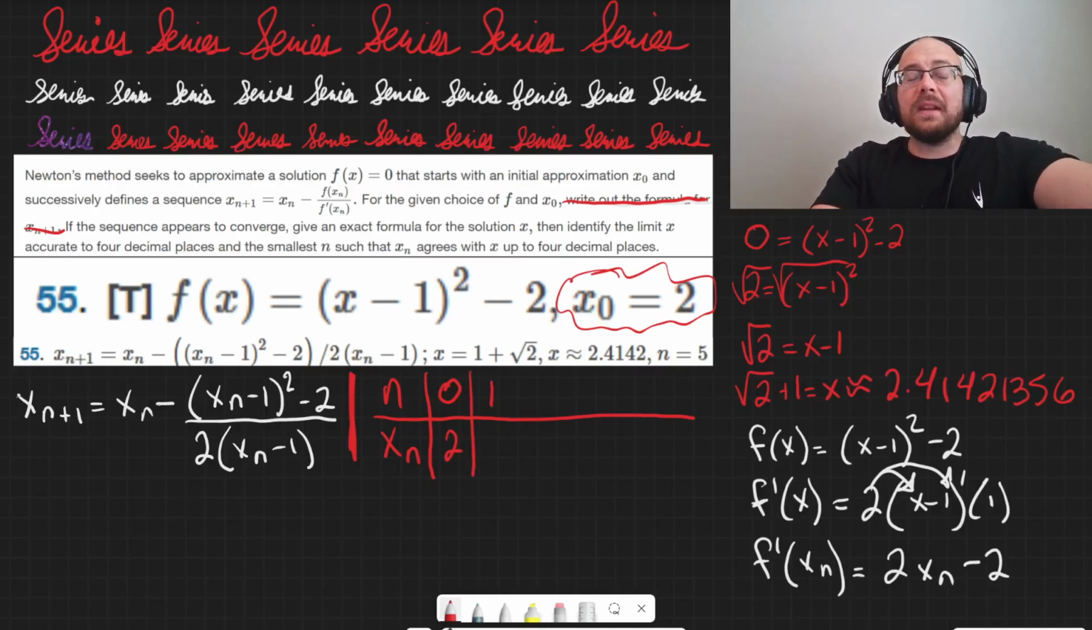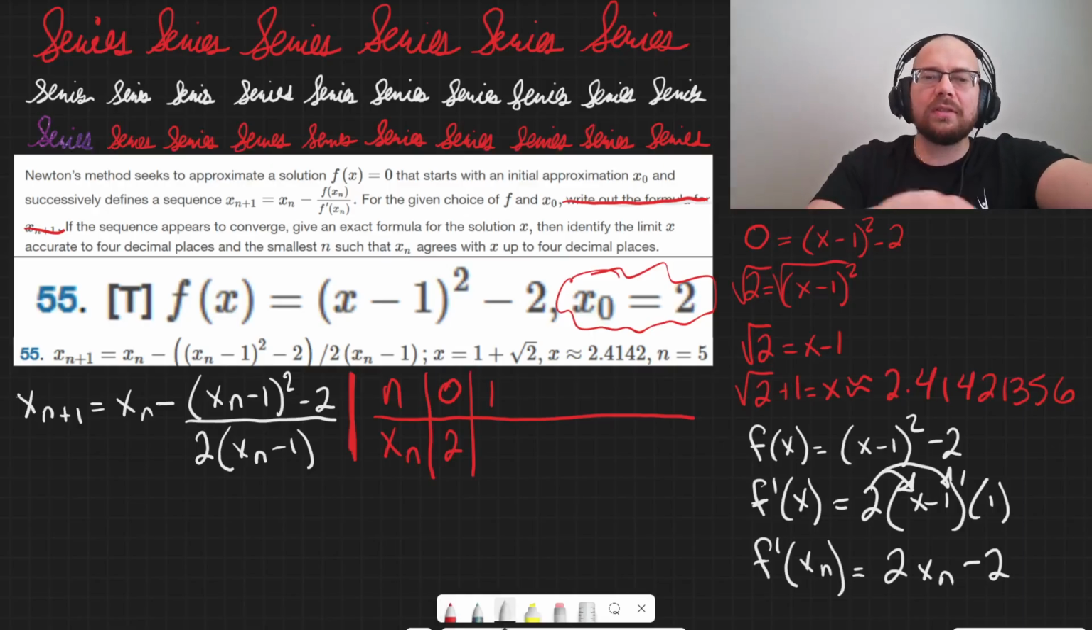If n is 1, then I'm plugging in 0 for n, which seems a little weird because I'm actually trying to find the n value of 1, but I'm plugging in 0 for n. That might seem a little counterintuitive, but it's just the way that recursive formulas tend to work. If I plug in 0, I would be finding out what x sub 0 plus 1 is, right? So I'm finding x sub 1.